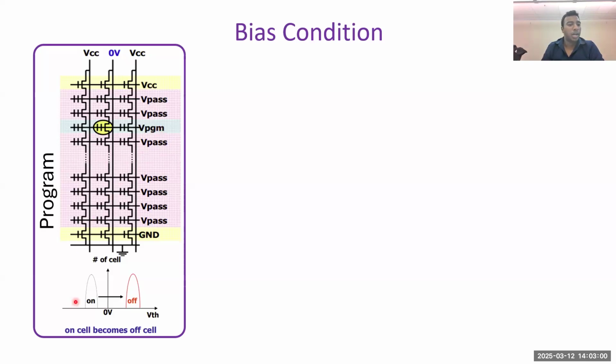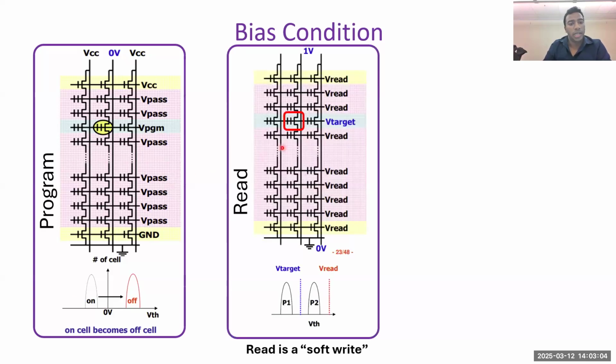And that's how we program a cell in a block. In order to read that, we will apply a small voltage, probably 1 volt, on the bit line. Then we provide the target voltage, or the sensing voltage, on the cell that we want to read. And to the rest of the cells, we will apply a V-read voltage. V-read is a higher voltage compared to V-target. A very important point to note here.